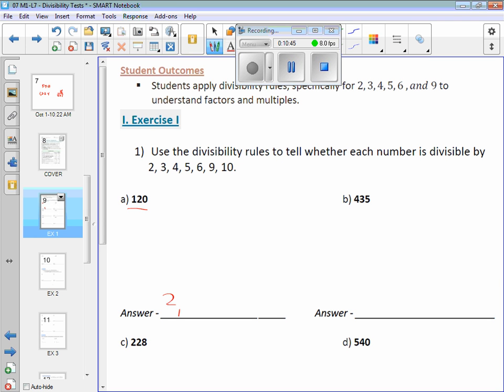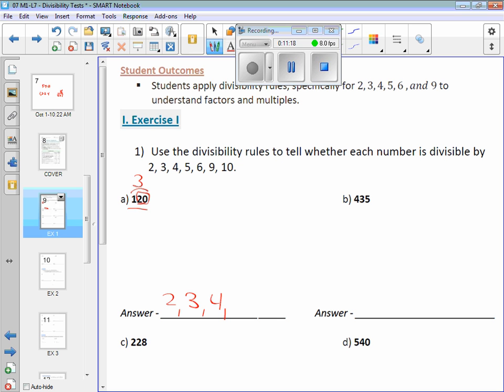Yes. Don't guess. The rule for 3 is most often forgotten by students. Add the digits. If you want a little shortcut, add up all the digits of all of your problems first, and then you can go back, because you're going to need that for 3 and 9. Can 3 go into 3? Yeah. Therefore, it can go into 120. The rule for 4. Look at the last 2 digits. Can 4 go into 20? Therefore, it goes into 120.